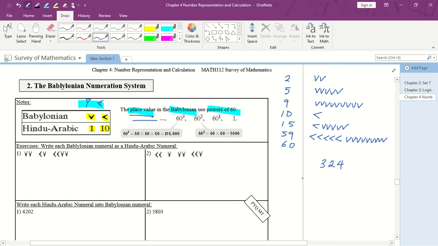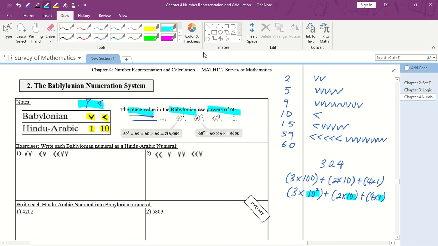What we are doing here in the Hindu Arabic system is 3 times 100 plus 2 times 10 plus 4 times 1. This is how we do it, right? We do it like 3 times 10 squared plus 2 times 10 plus 4 times 1. This is how we do it, right? And this is having the place value of 10.